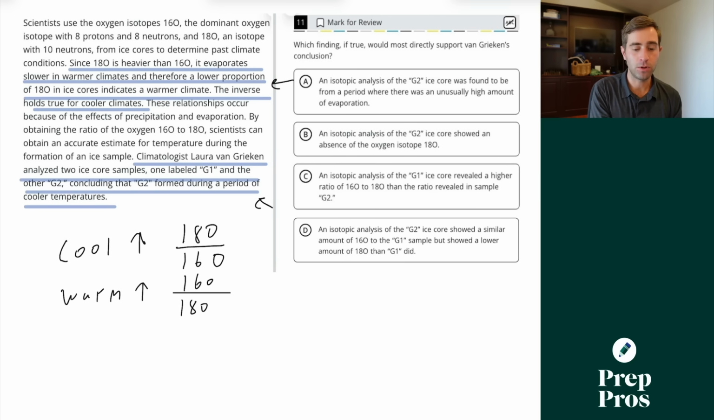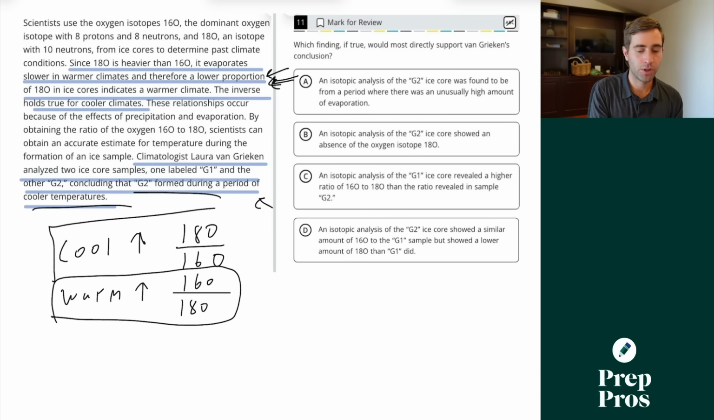So the conclusion is pretty easy to find, right? We're concluding that G2 was during a period of cooler temperatures than G1. So we need to just go back through the text and see how they qualify what shows us cooler and warmer temperatures. We get that right in here. And what this is really telling us is that if we have a lower proportion of 18O to the 16O, it's going to be warmer. So I just wrote that part down here.